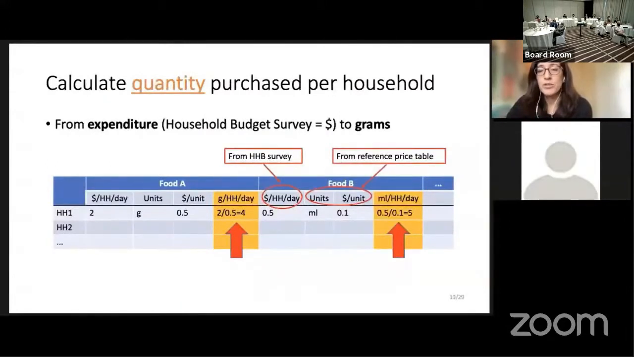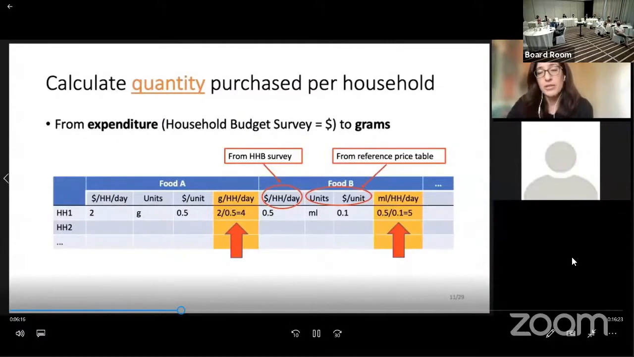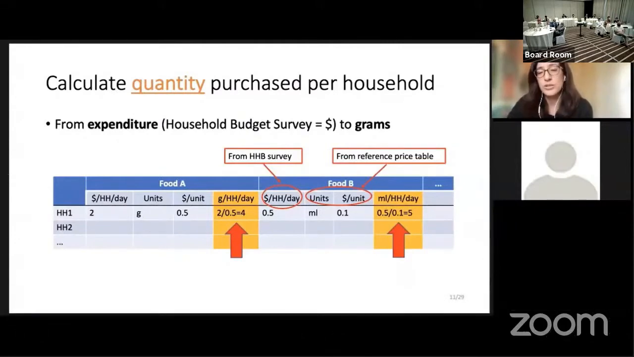In previous steps, we converted food expenditure into the amount spent per household per day for each food item. We now know how much each unit of food costs, so we can calculate the amount of food purchased by each household by dividing the amount spent per day by the cost of a unit of food. And now we have an amount of food consumed in grams or milliliters or other units, but we're still at the household level, not the individual level.